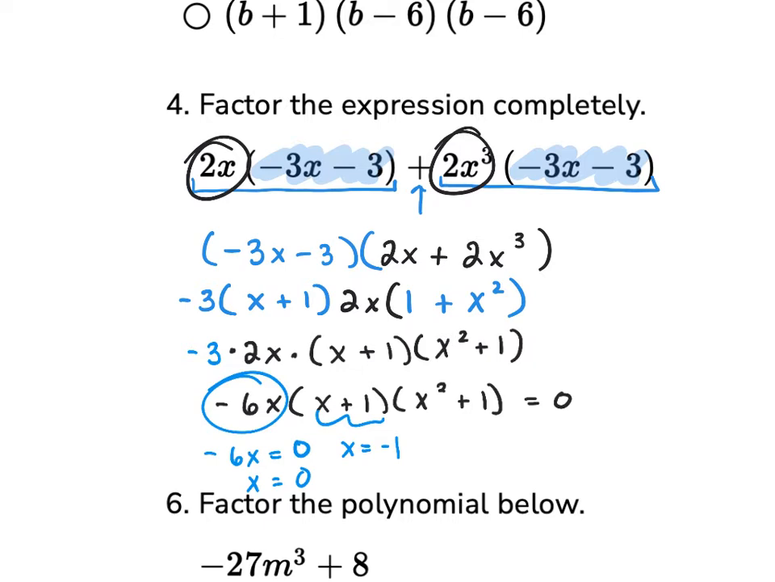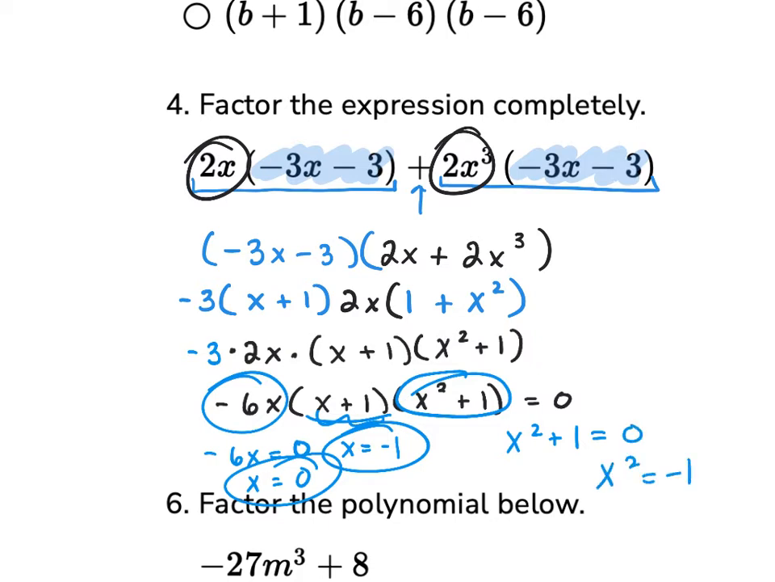You can see -6x gives me 0 for an answer. x plus 1 gives me -1 for an answer. But when they're quadratic, like this x squared plus 1, they don't give you answers right away. Now you have to do some more math to figure out how to solve it.